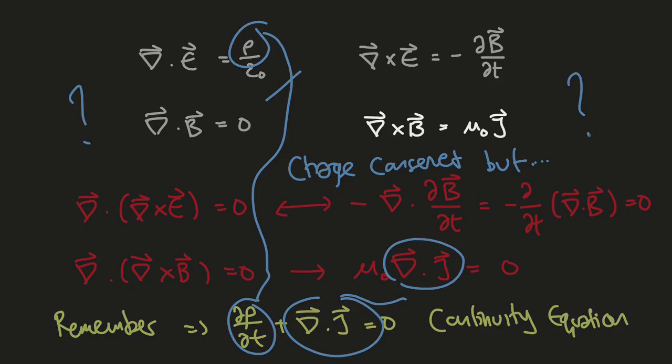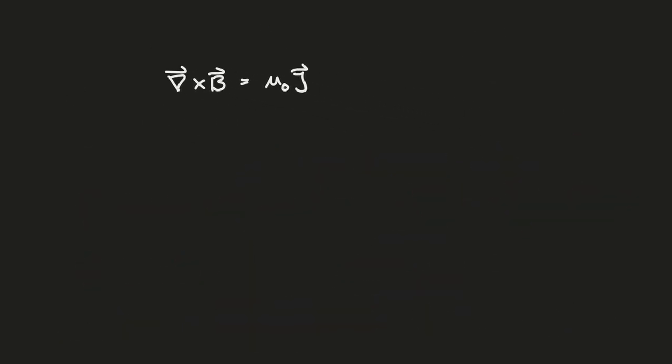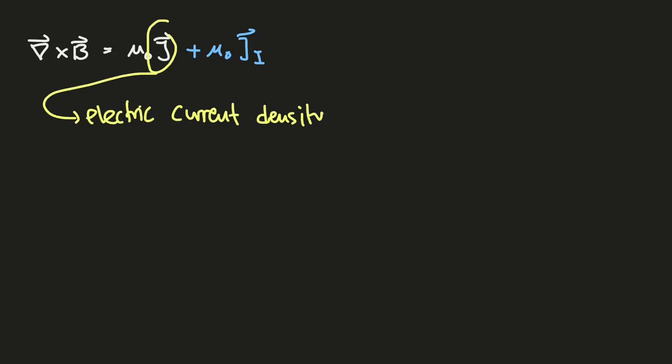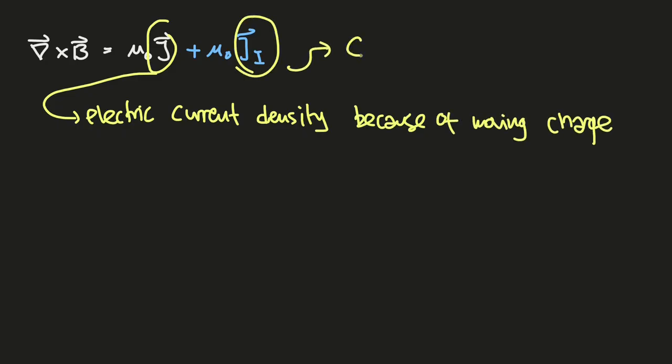So to fix Ampere's law, we first assume that we can add some term, let's say with J capital I factor, where in this new equation, J is known as the electric current density because of moving charge, but here the index I is about the other. But what is it? Let's check this illustration.